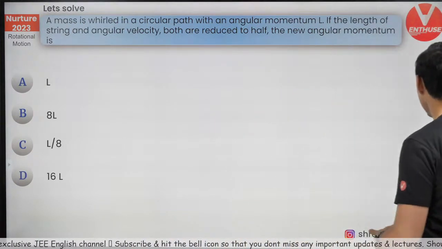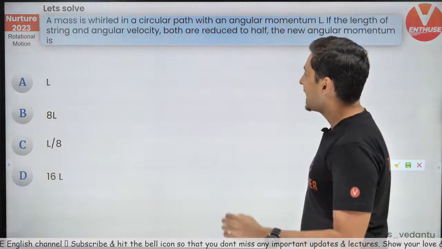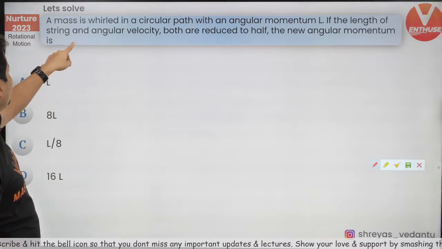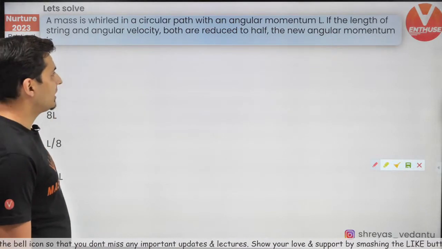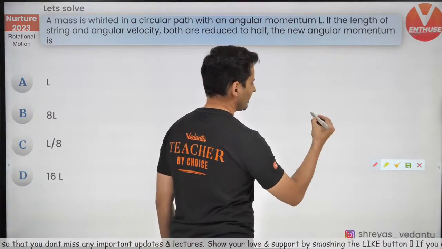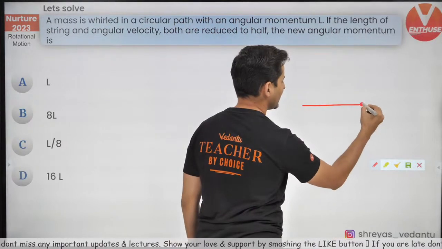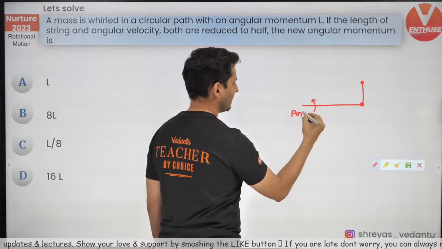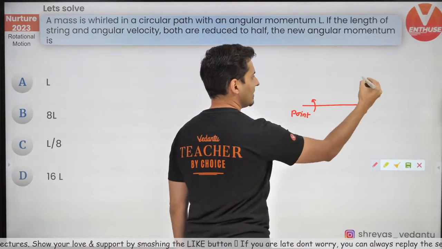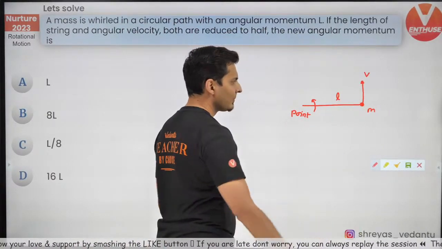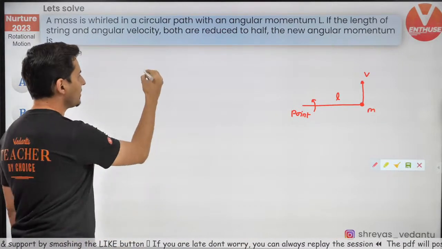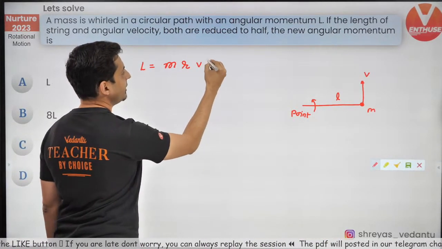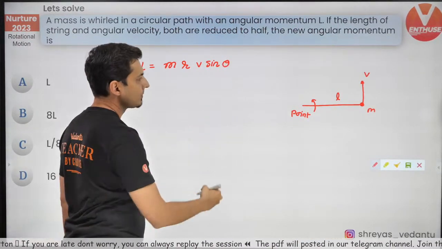Alright, chalo, let's see how to solve this question. Coming up on your screen, angular velocity and the length of the string, both are reduced to half. So imagine this is the string, this is the mass, it's going like this, rotating like this about this point, and this is the velocity, this is the mass, this is the length. Obviously it will have some angular momentum. The angular momentum will be mass into r into v into sine theta.